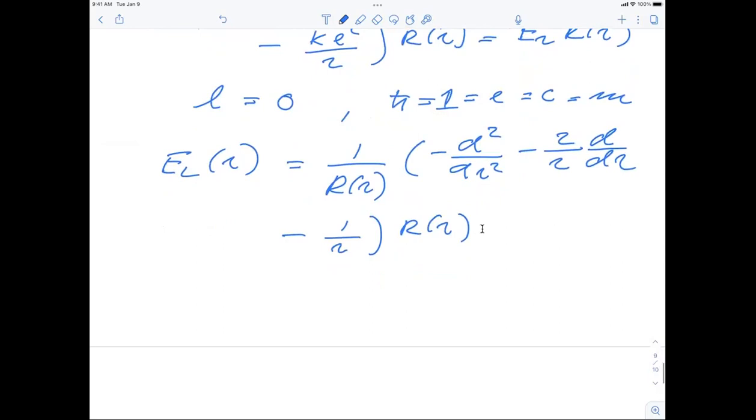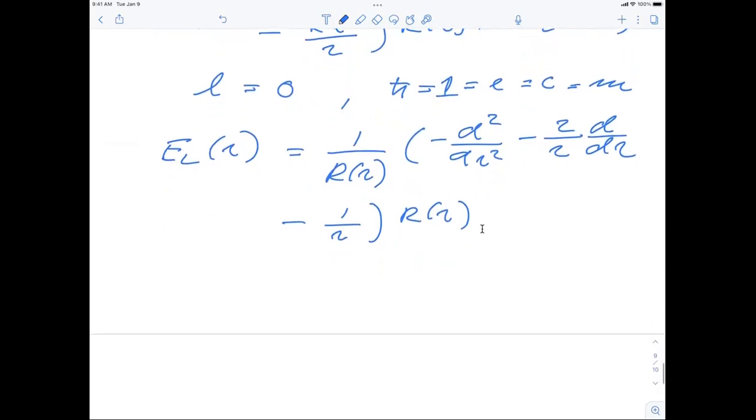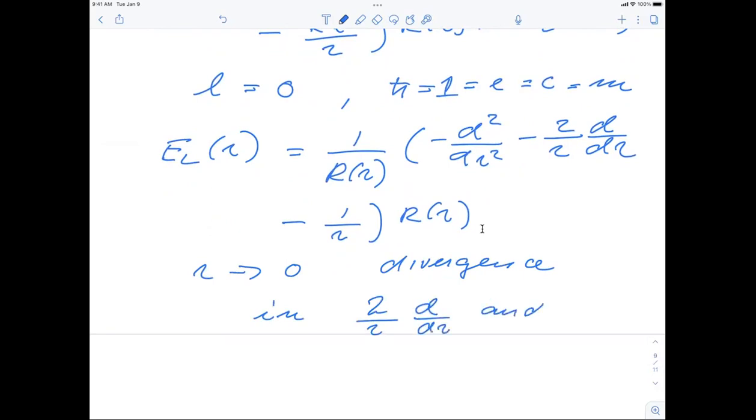Now, when we deal with quantum mechanical systems, what we see here is that when R goes to 0, we are running into problems. When R goes to 0, we have a divergence in this 2 divided by R d dR, and this term which goes like minus 1 over R.